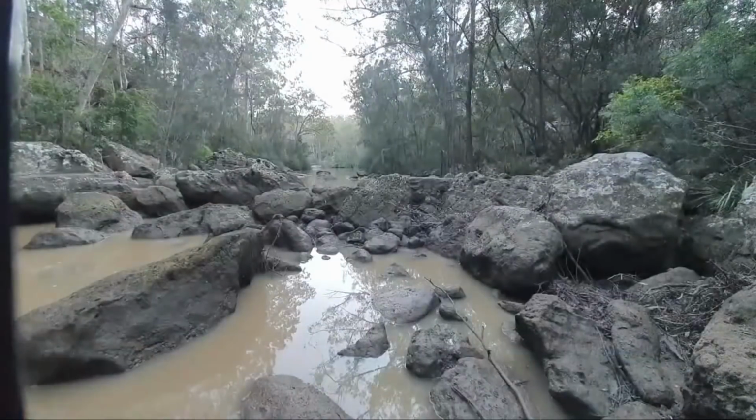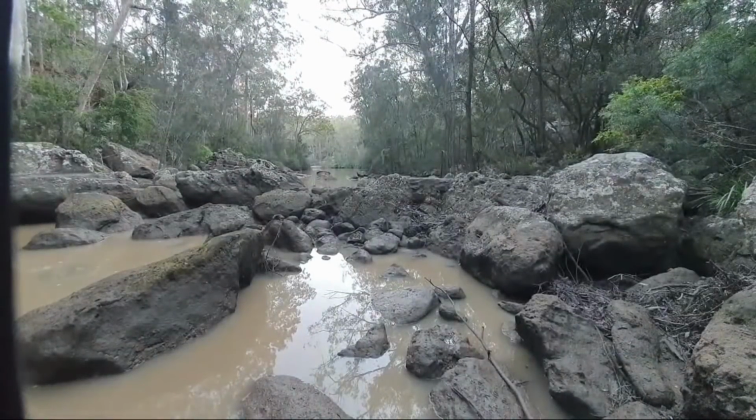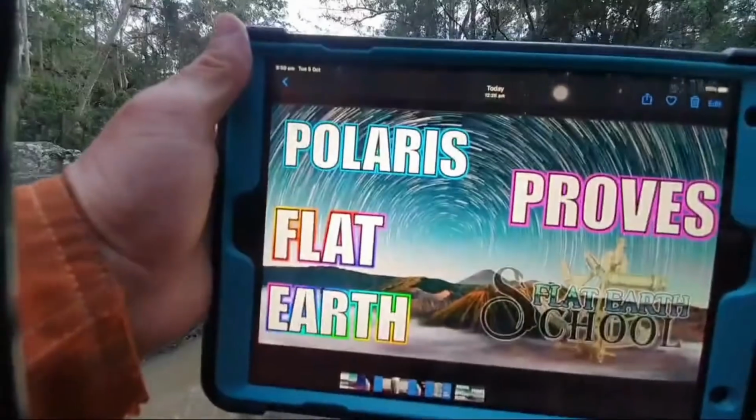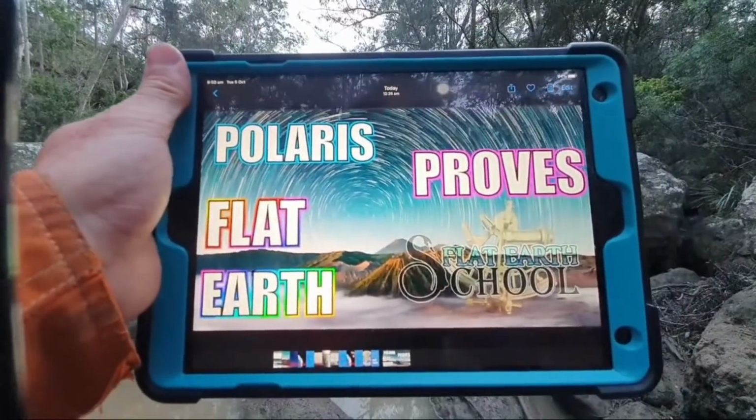This is why Polaris absolutely proves a flat Earth. It is a flat Earth proof. It is beautiful, isn't it?